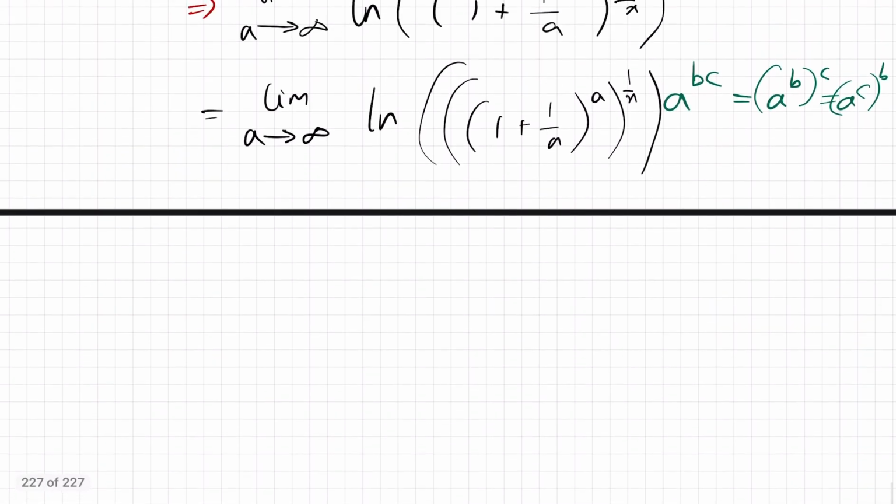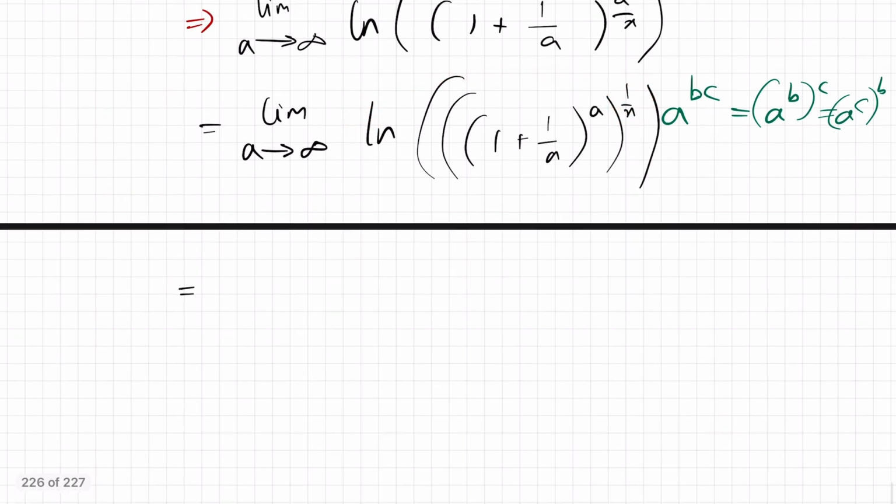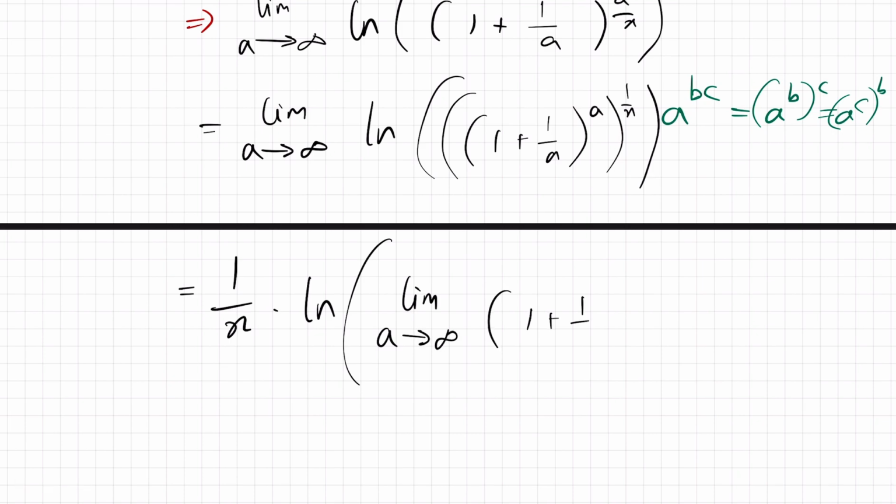There we go. And now I can evaluate this limit as a goes to infinity within the ln, because ln is a continuous function. So what I'm going to do is first take this out into the front, and then we can move the limit inside of ln because ln is a continuous function. So that's going to be 1 over x multiplied by ln of the limit as a goes to infinity of 1 plus 1 over a to the a.